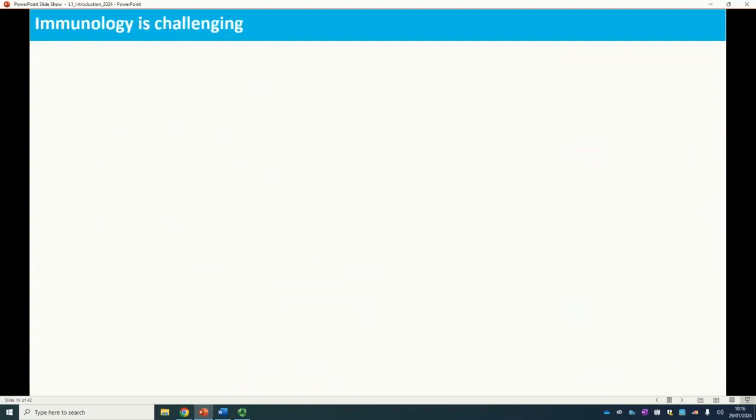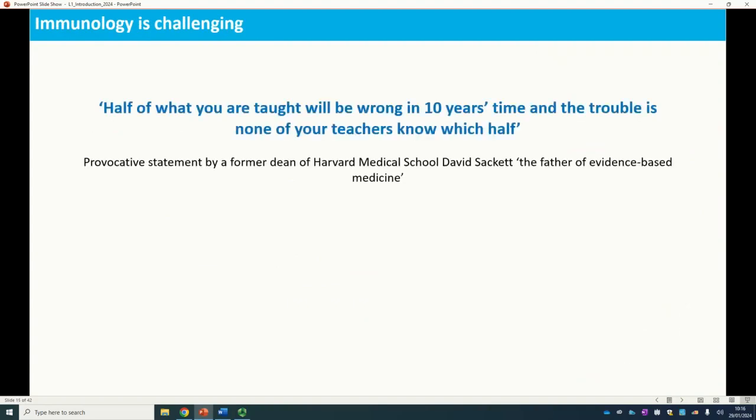Now, immunology is challenging, and I'll put up this statement, which is really quite provocative, from a former dean of the Harvard Medical School. He said, "Half of what you were taught will be wrong in 10 years' time, and the trouble is that none of your teachers know which half." I don't know that I necessarily agree with that, but it reinforces the fact that research is constantly evolving, and as it does, our knowledge evolves and things change, depending on certain situations. So it's always worth bearing in mind that you need to keep up to date with the literature, because nothing is static.